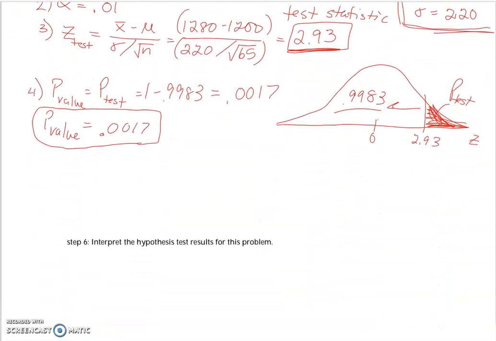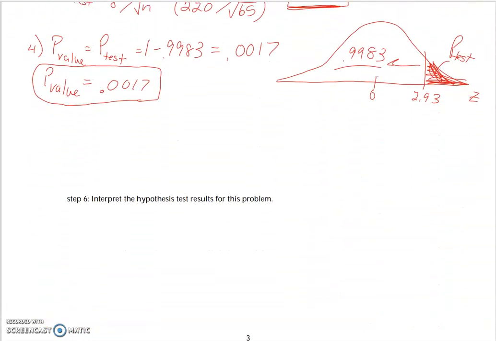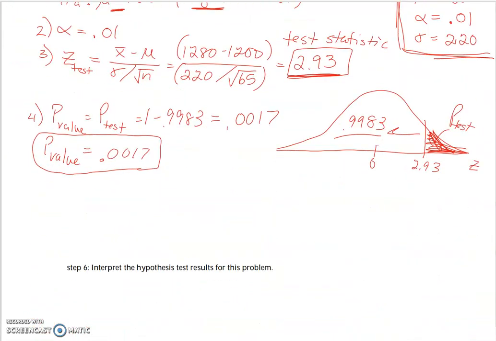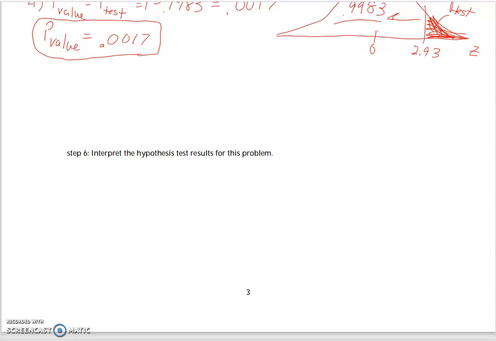All right, let's get a little more room for ourselves. So now the next step, so let's see. We've done steps 1, 2, 3, 4. The next step is we have to decide if we're going to reject or not. What criteria do we use for that? Well, when we're doing the p-value approach, the criterion we use is if our p-value is less than or equal to alpha, then you're going to reject the null.